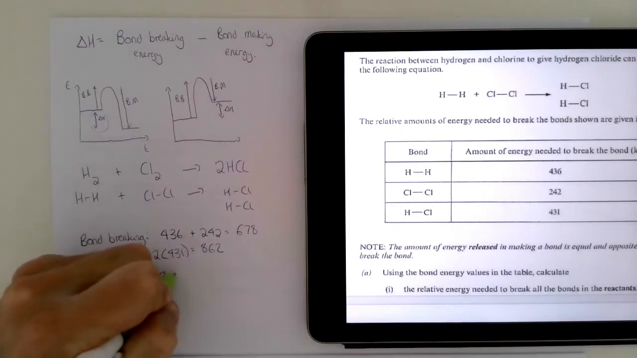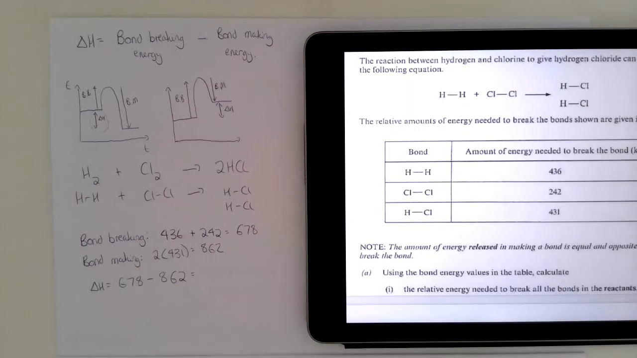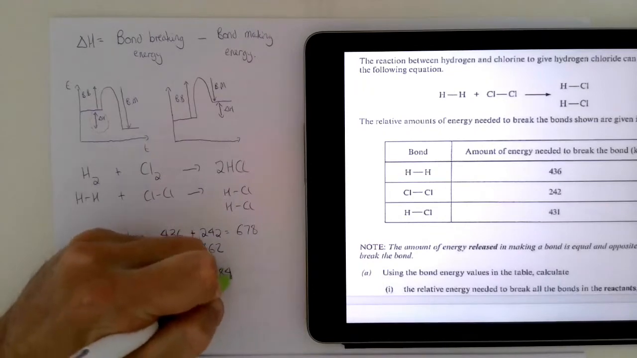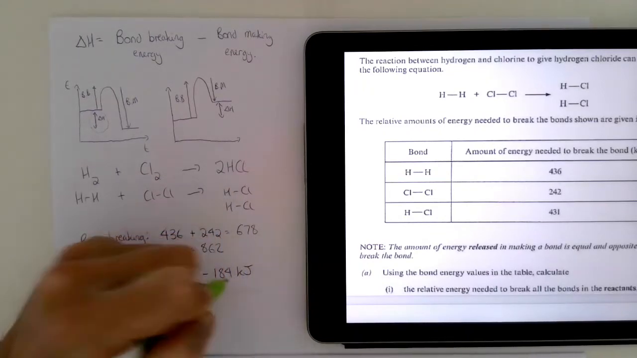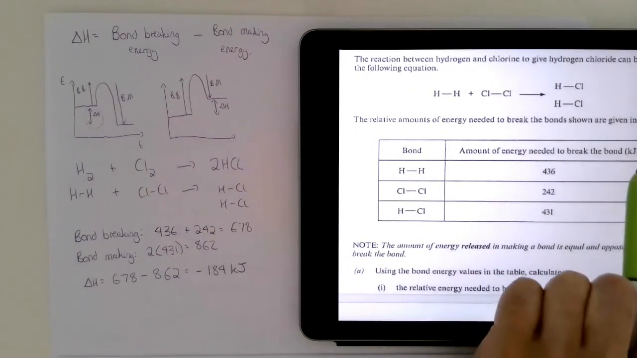away the energy released when we make these new bonds. So 678 minus 862 gives you minus 184, and then don't forget your units, which are kilojoules. I know the units because they're the ones that they give me in the question, which are kilojoules.